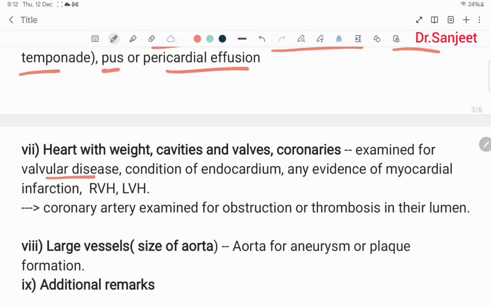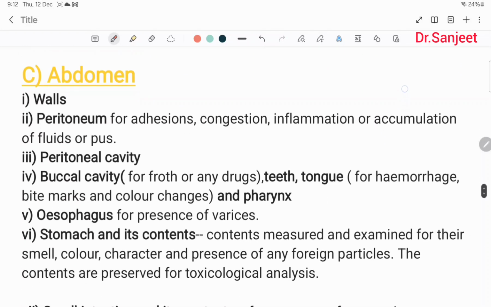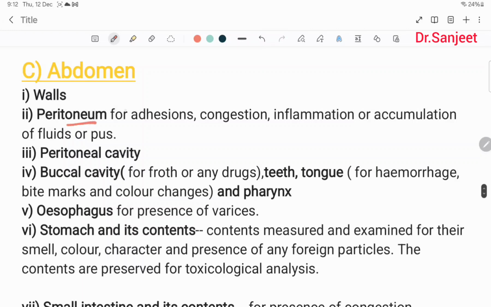Examine for valvular disease, condition of endocardium, any evidence of myocardial infarction, right ventricular hypertrophy, left ventricular hypertrophy. Coronary arteries examined for obstruction or thrombosis in their lumen. Large vessels, size of aorta, aorta for any aneurysm or plaque formation. Additional marks. Then abdomen, walls, peritoneum for adhesion, congestion, inflammation or accumulation of fluid or pus.